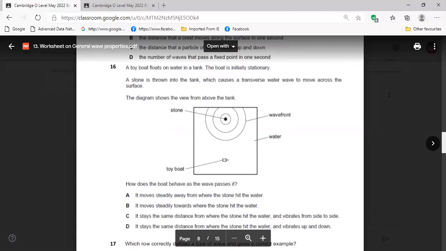A toy boat floats on water in a tank. The boat is initially stationary. A stone is thrown into the tank, which causes a transverse water wave to move across the surface. The diagram shows the view from above the tank. How does the boat behave as the wave passes it?